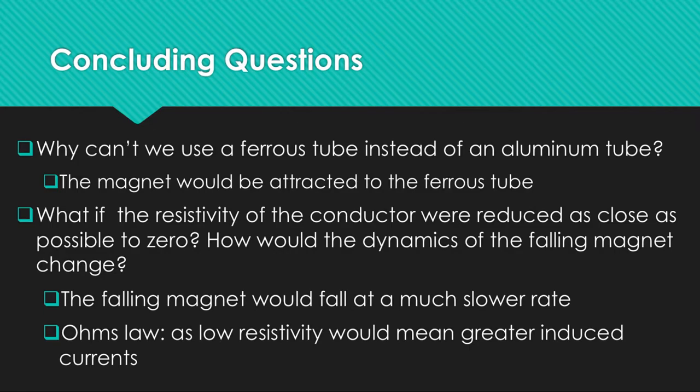First, I'd like to go over some of the concluding questions that were raised at the end of the lab before going in depth about my computational model. First, why can't we use a ferrous tube instead of an aluminum tube? This is simply because the magnet would be attracted to the ferrous tube, and this would interfere with our experiment, and therefore it is better to use the aluminum tube.